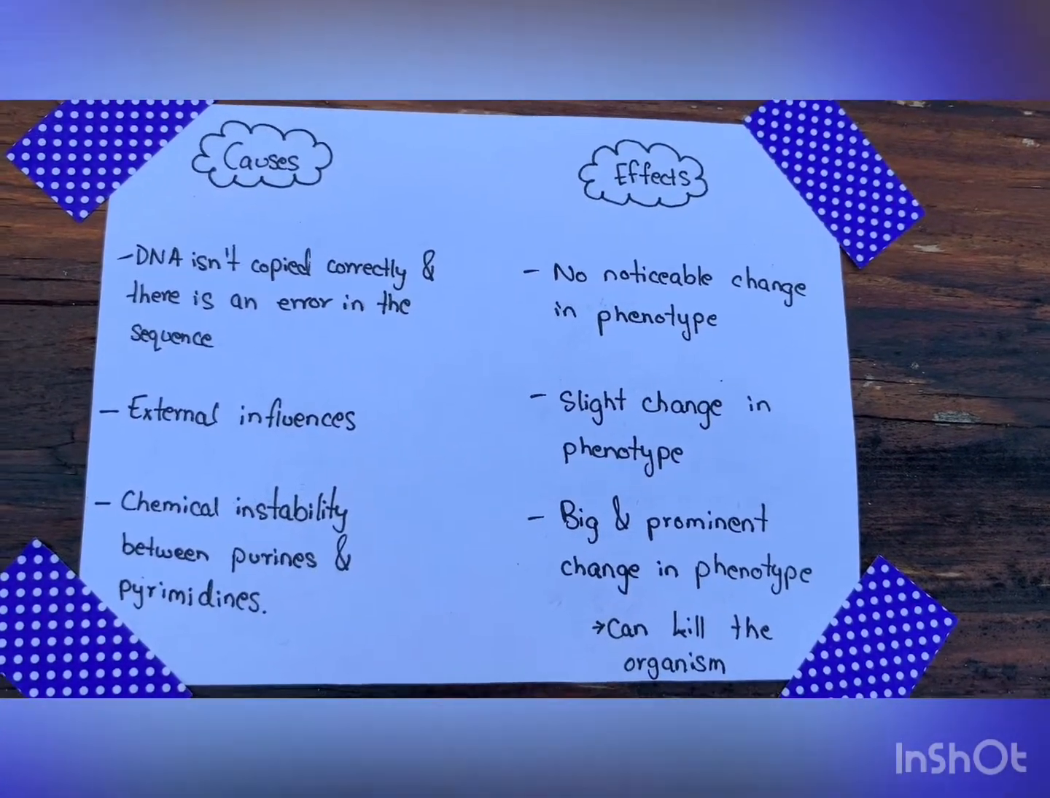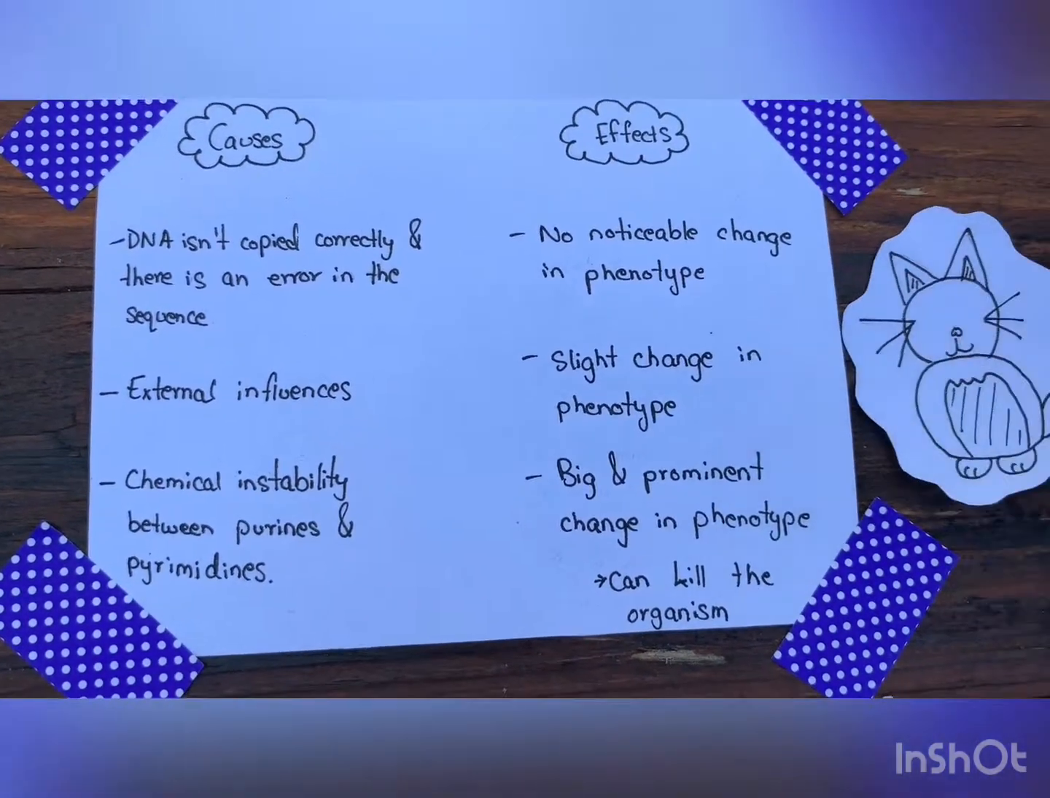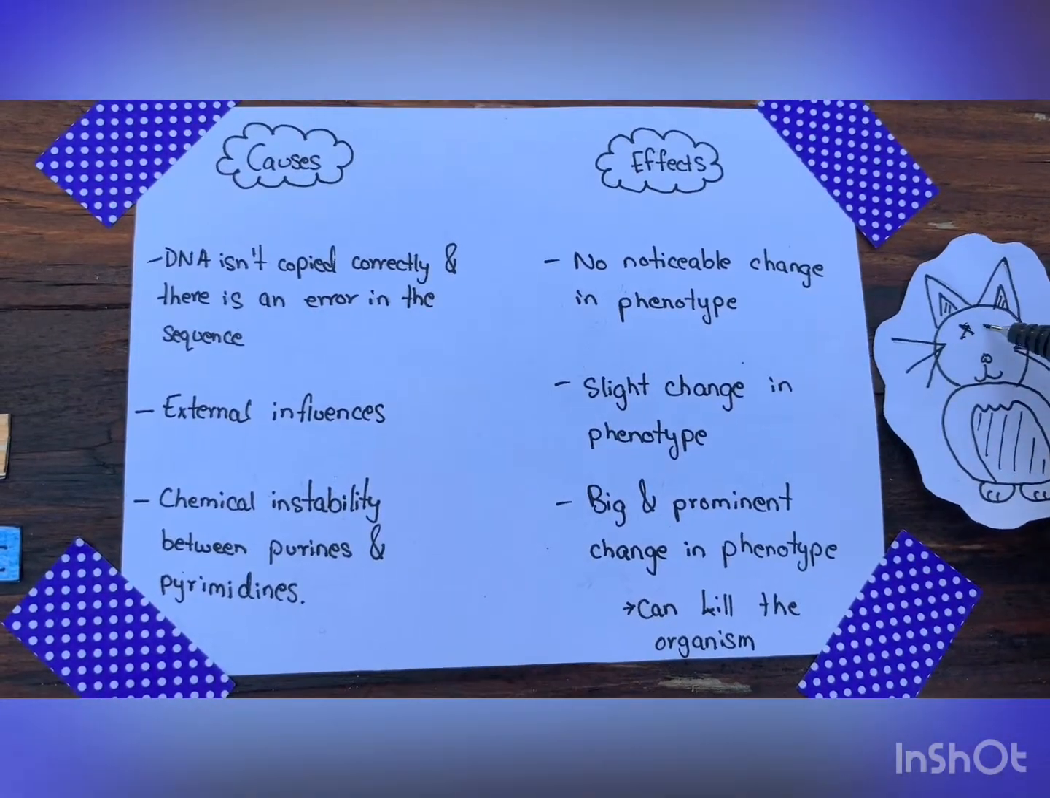There can be three main effects. The first is that there is no change in the phenotype. The next is a slight change. And the last is a big and prominent change in the phenotype. This can kill the organism at times.